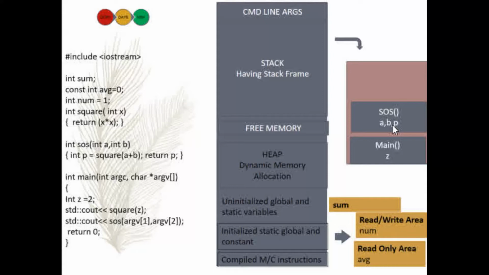This will call the square method. Again a stack frame will be created. X will be used. This function will be executed, and the return will go to SOS. So the square function has completed. It has returned to the SOS function. Now the SOS function will complete and it will return to main. And at last main will return, the function is executed, and the whole program goes out of scope. As soon as the program goes out of scope, sum, num and the constant will also go out of scope.